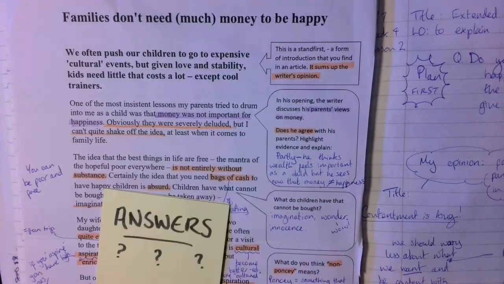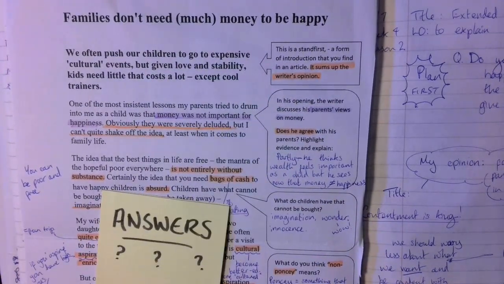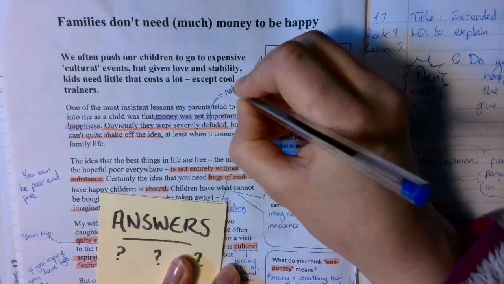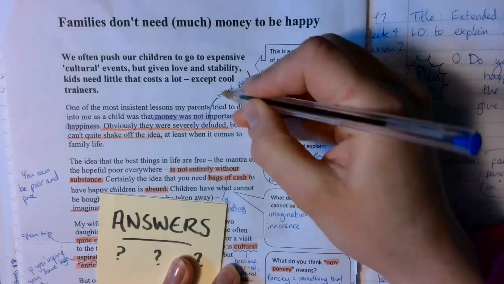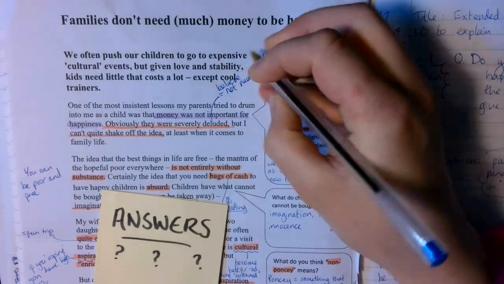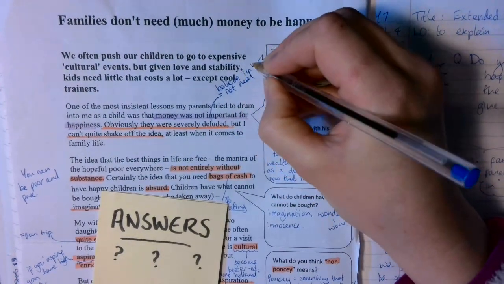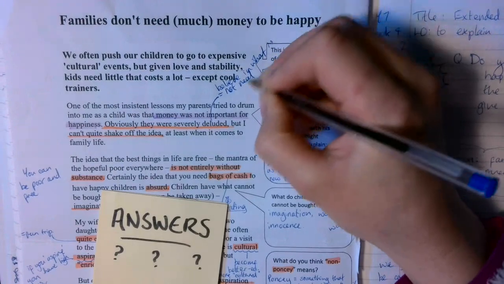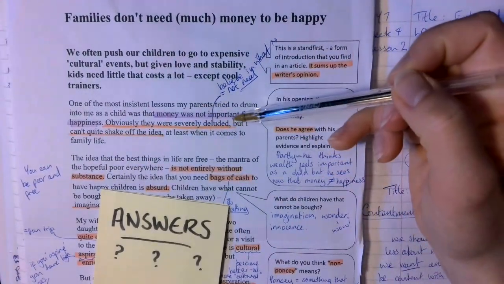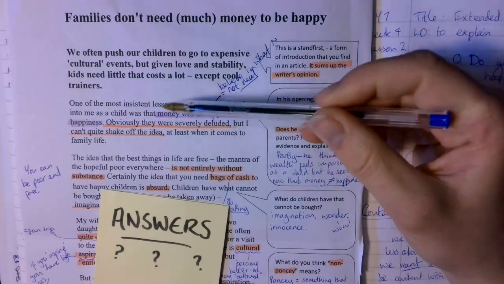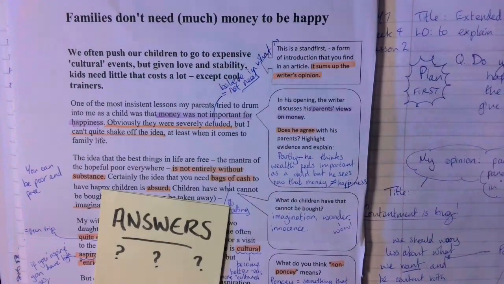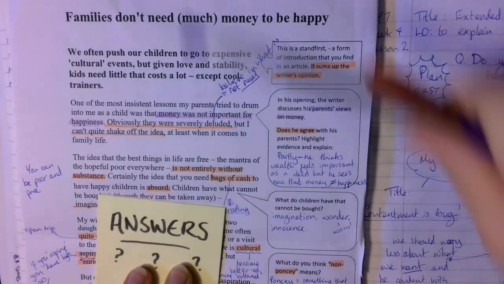So the word deluded, if you're deluded about something, then you believe in something that is not real. So his parents believe in what is not real. So they think money is not important for happiness. Well, perhaps as a teenager he felt that was true, but he does say that now he can't shake off the idea that money doesn't equal happiness. Okay, so I'm going to go with partly.